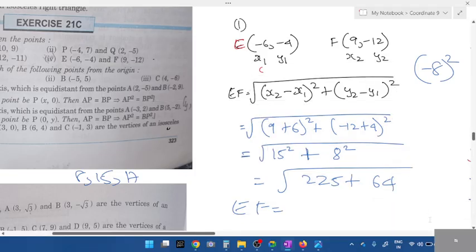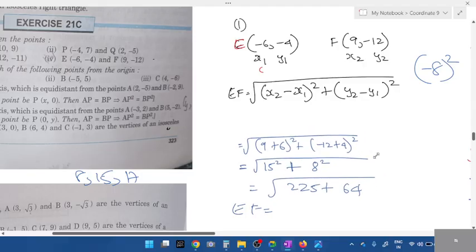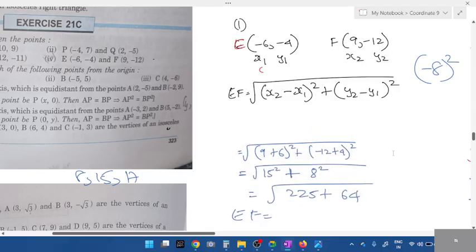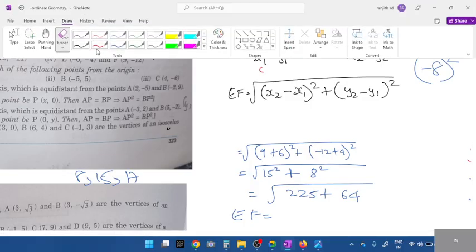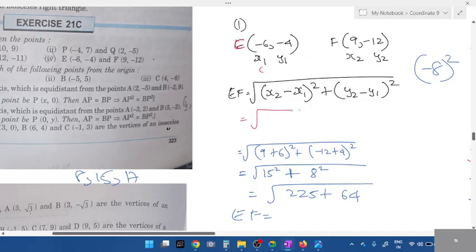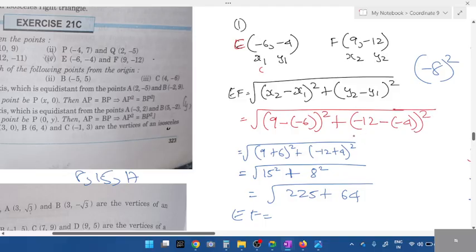289 is 17. Okay, let me write that step. If you are getting confused, I'll write that step here. X square is 9 minus of minus 6, the whole square, plus y2 is minus 12 minus of y1 is minus 4, the whole square. Now is it clear, Anya? Understood? Then square root of 289. Square root of 289 is 17.